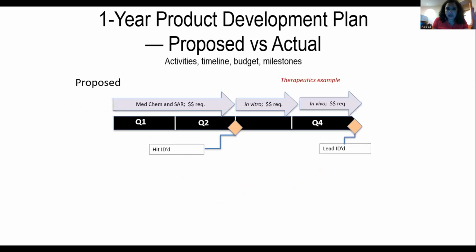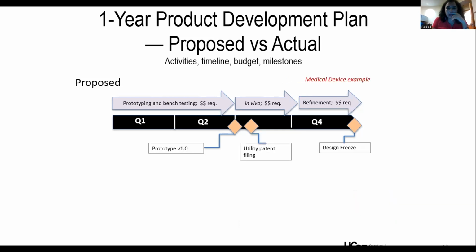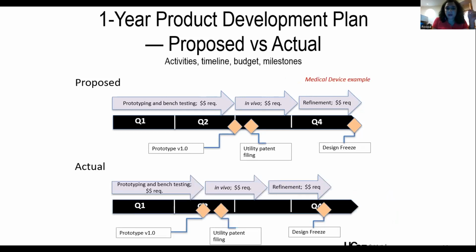For example, for a therapeutic project, say this is the proposed, and then you can see that the actual is taking longer. So the timelines have been shifted. There may have been some delays. And here, say for a medical device, prototyping, bench testing, actually it's going earlier than planned, so it will finish sooner.